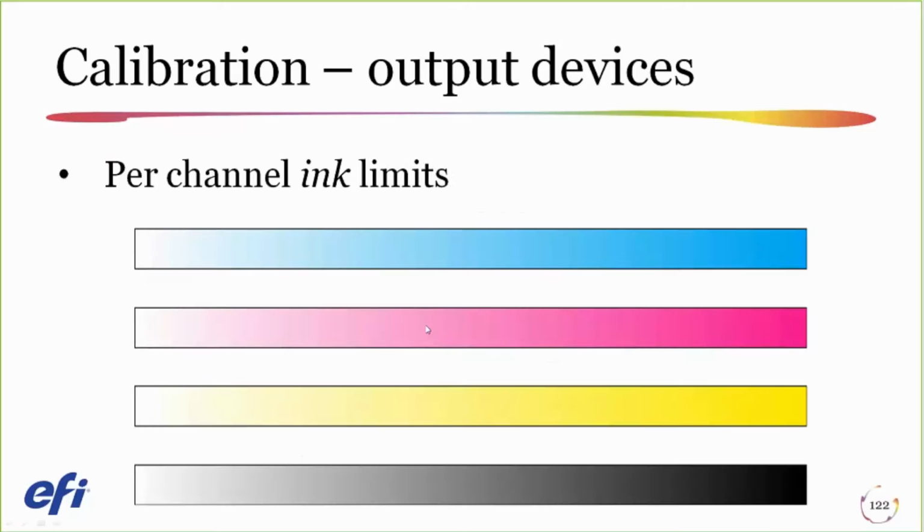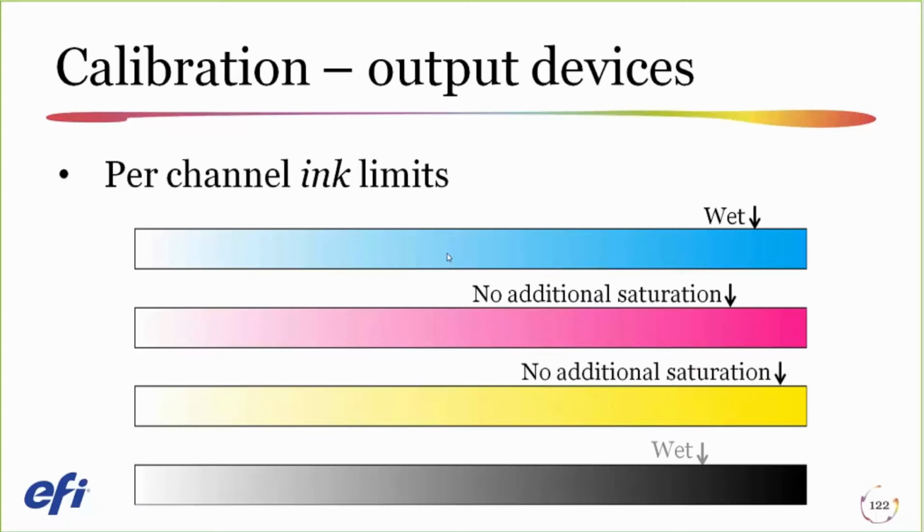Now, inside our RIP, we will print samples. For instance, here's a gradient of cyan, magenta, yellow, and black. I'm working on the per channel ink limits. Often this is done by the manufacturer of the toner device, but on an inkjet printer, we likely have to do it ourselves. And if I look at these outputs, this is an aqueous, a water-based inkjet printer.